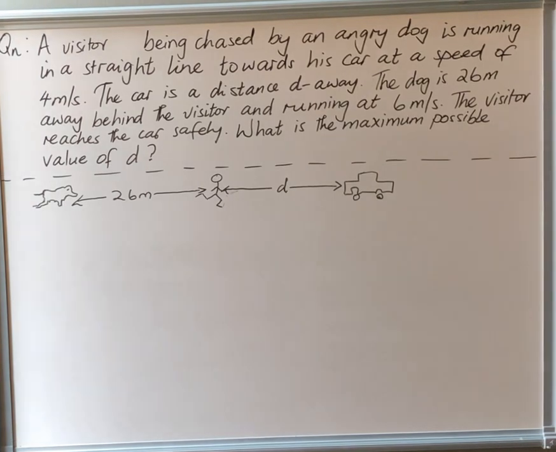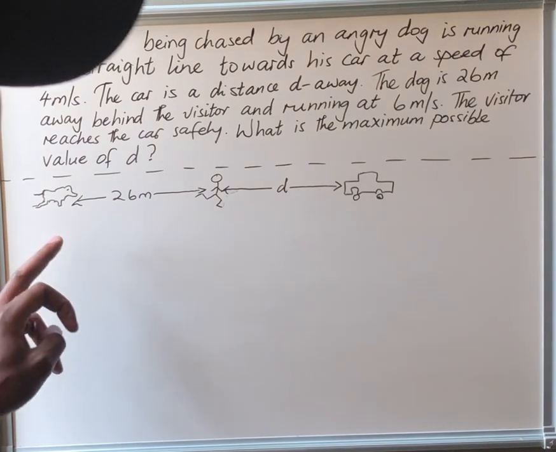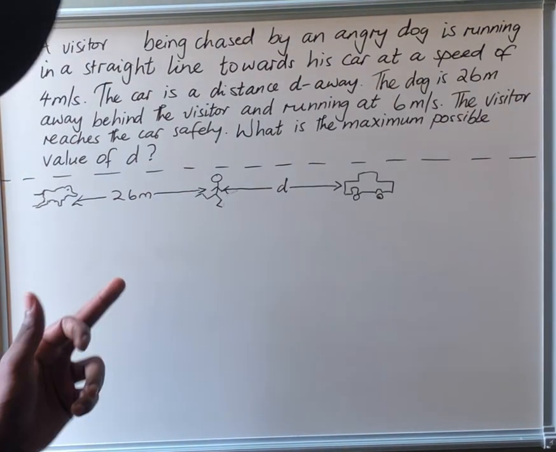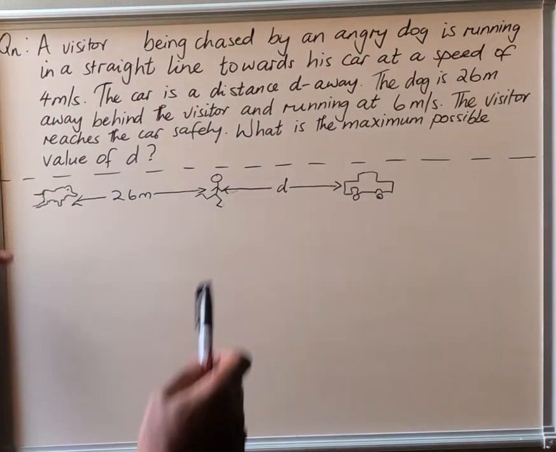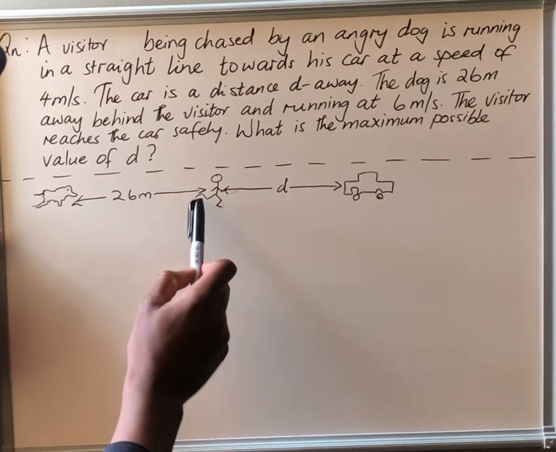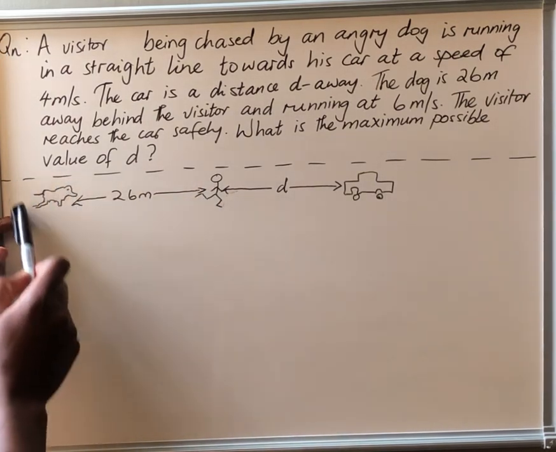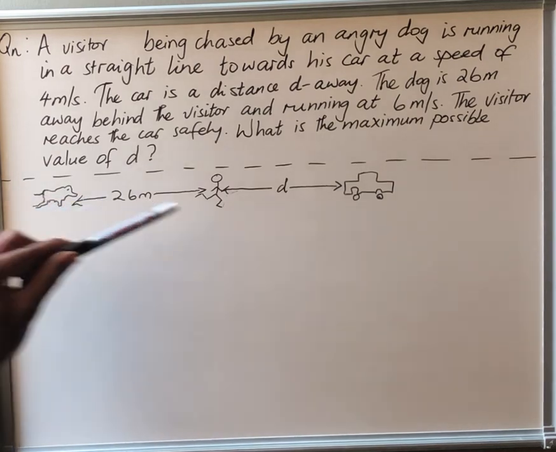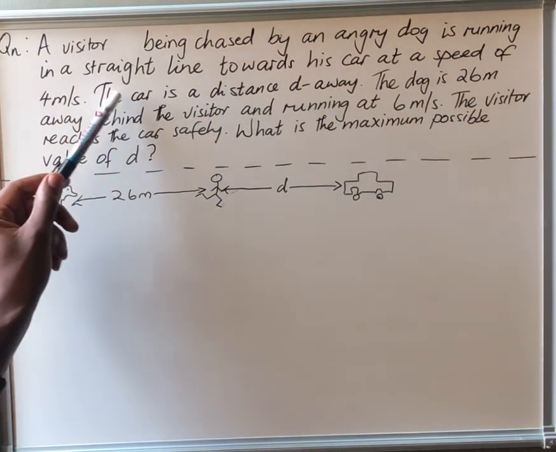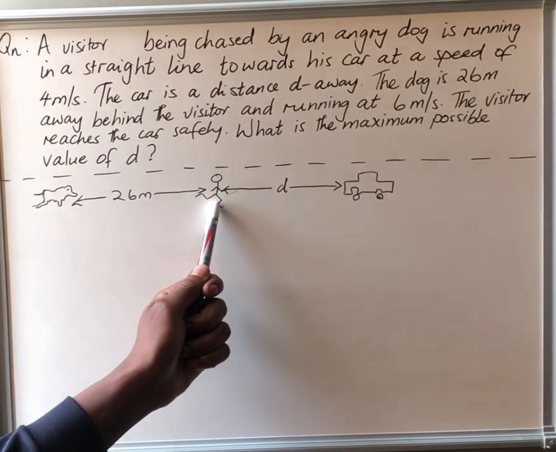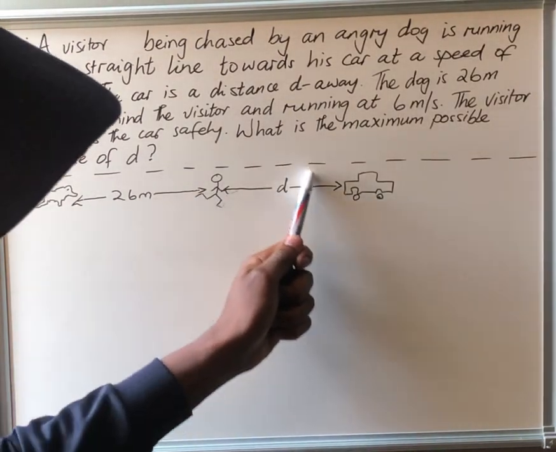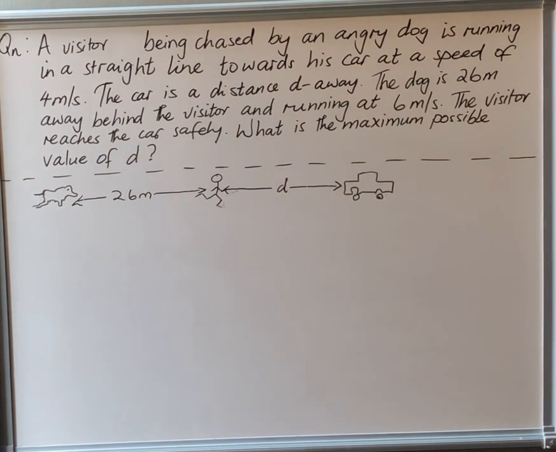Given what is on the board, if the dog is 26 meters behind the visitor, then if the visitor is here, 26 meters behind is where you find your dog. So we have our dog here, we have our visitor here, and we are told that the car is a distance d away. So the visitor has to run to the car and travel a distance of d meters.